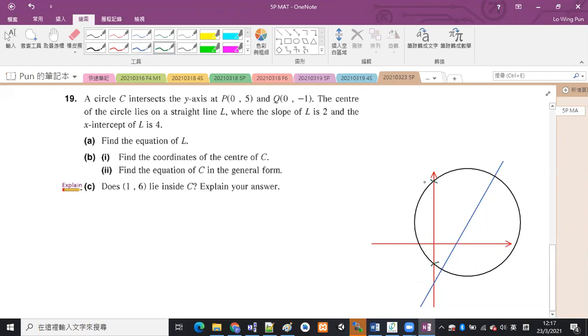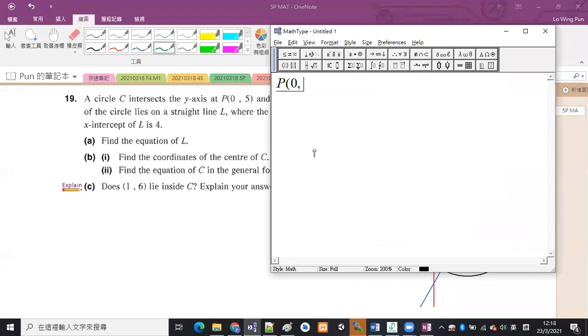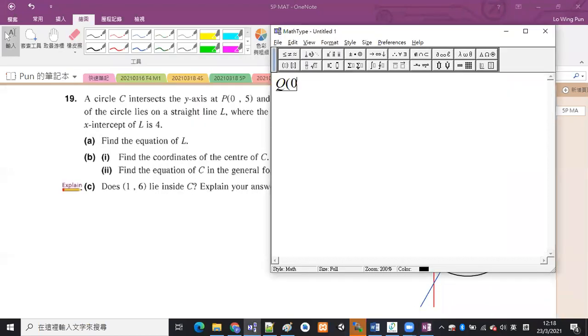Of course, the upper one should be the one with positive y-intercept. That should be point P. Okay? Because this is above the x-axis. This one is point P. Can you get this? And then point Q should be the lower one. Q, 0 and -1.